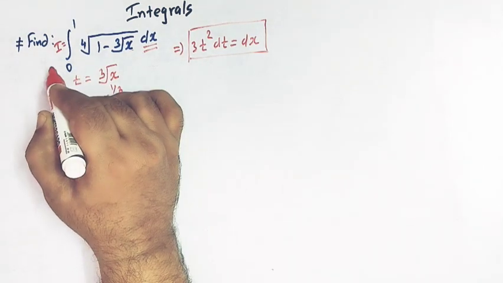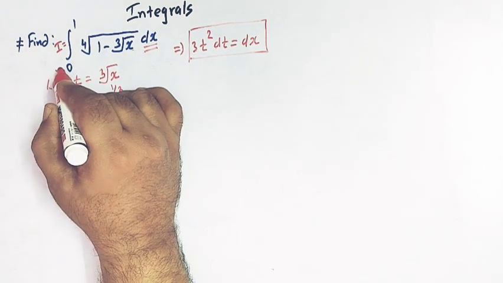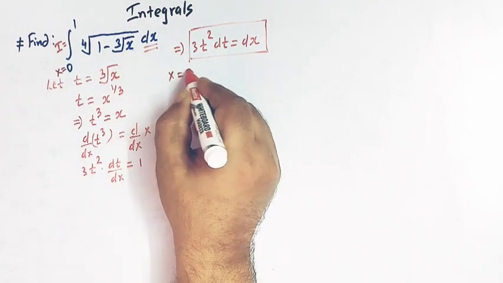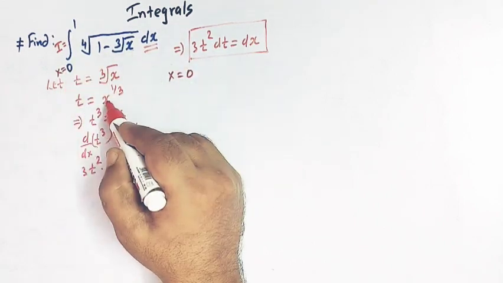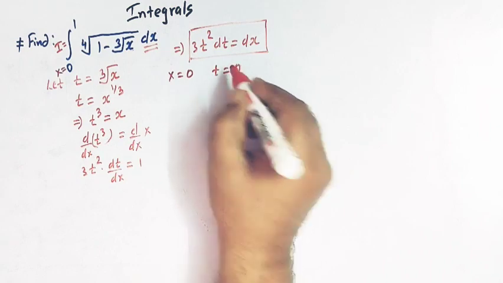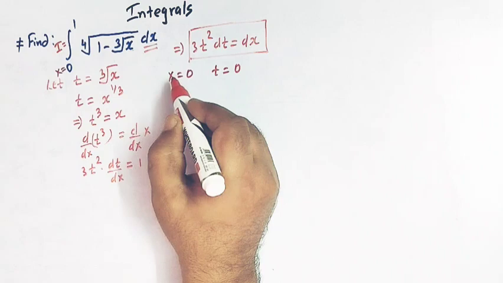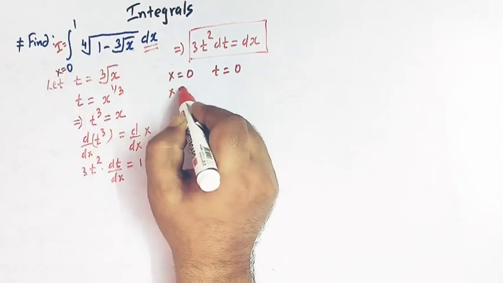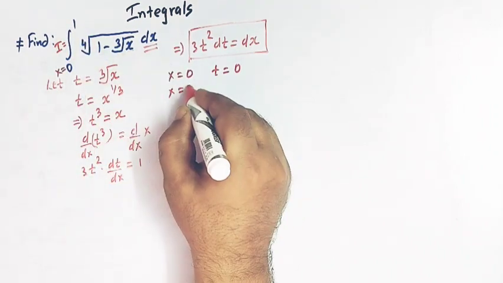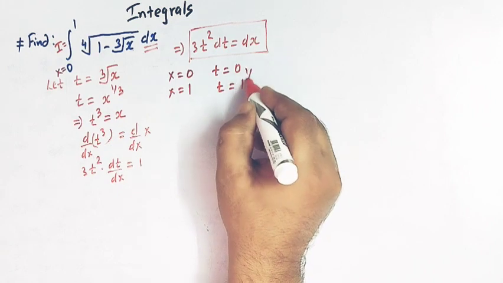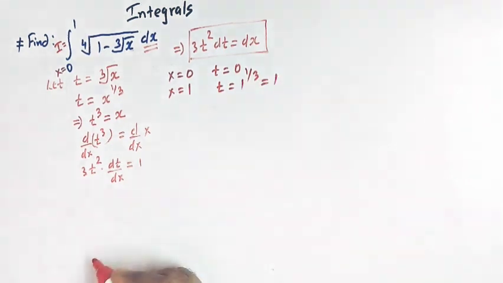Now we see that the limits of integration vary from 0 to 1. When x is equal to 0, the value of t is also 0, since 0 raised to 1 over 3 is 0. And when x is equal to 1, the value of t is also equal to 1, since 1 raised to 1 over 3 is 1.